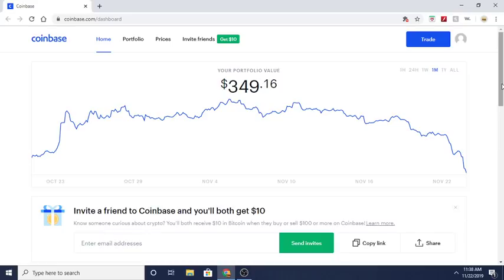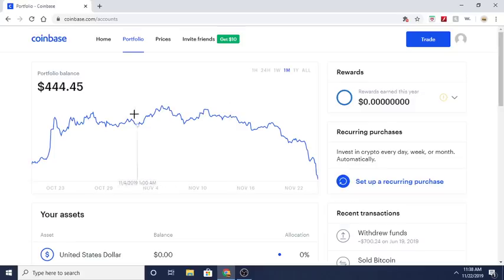So today I'm just going to show you how to use Coinbase if you are a beginner. Alright, so this is what it looks like when you open Coinbase for the first time. Then you go to portfolio. You press the portfolio button, right here.